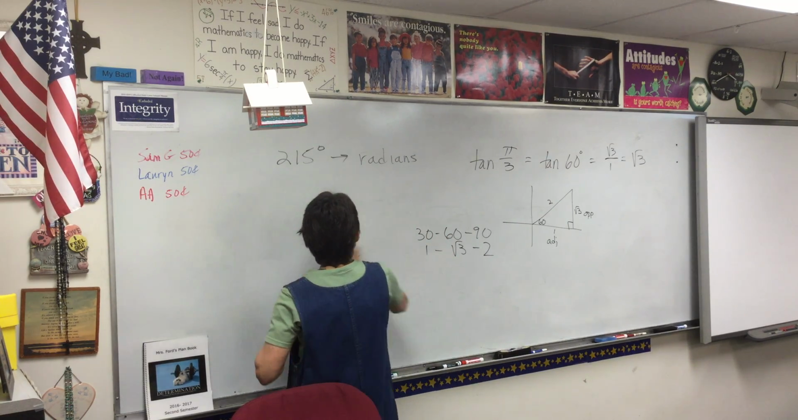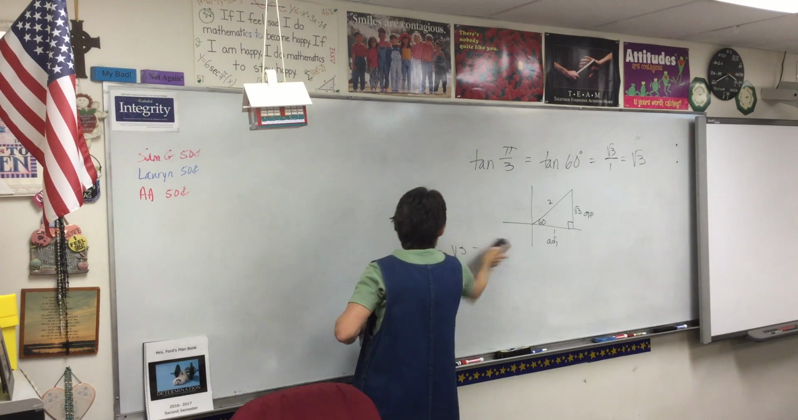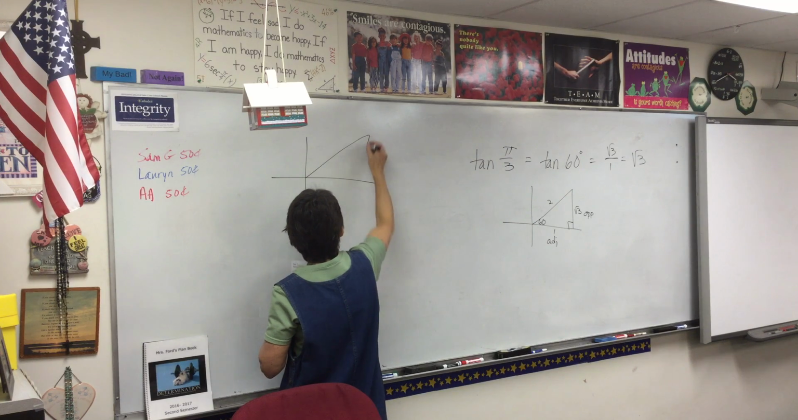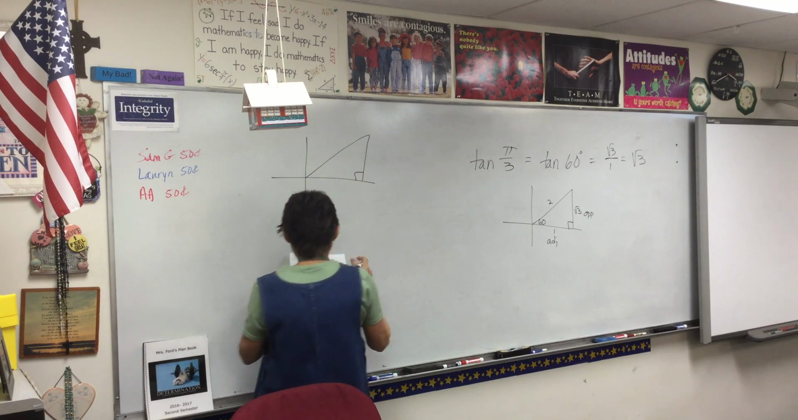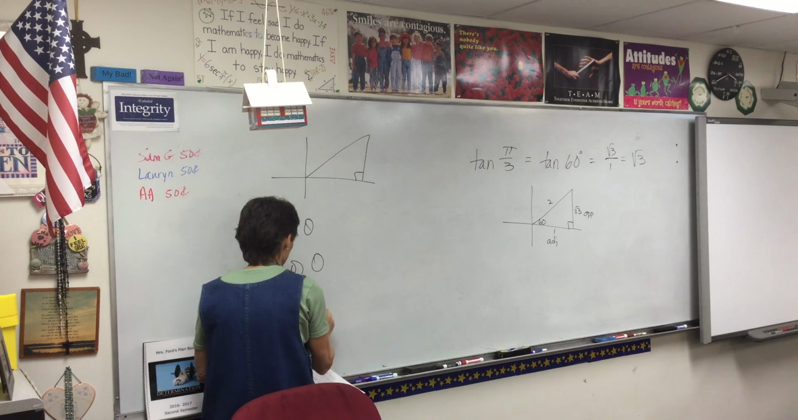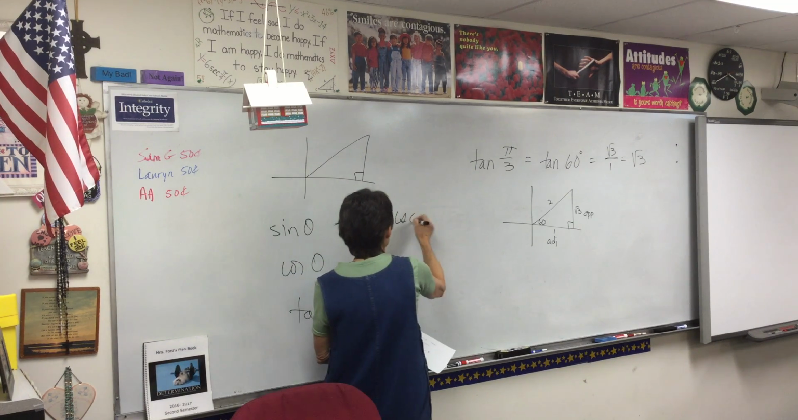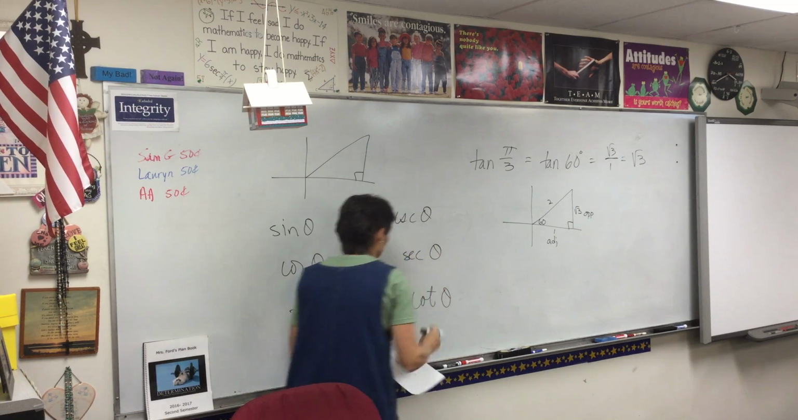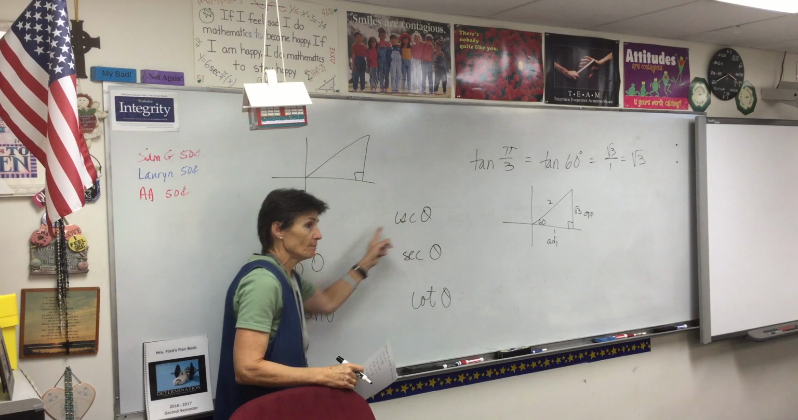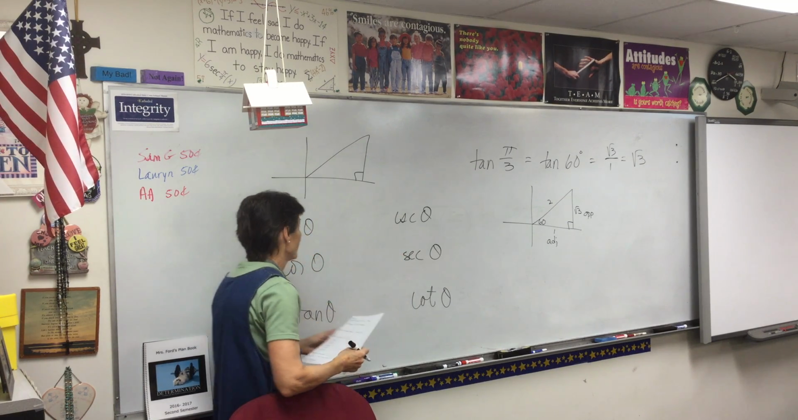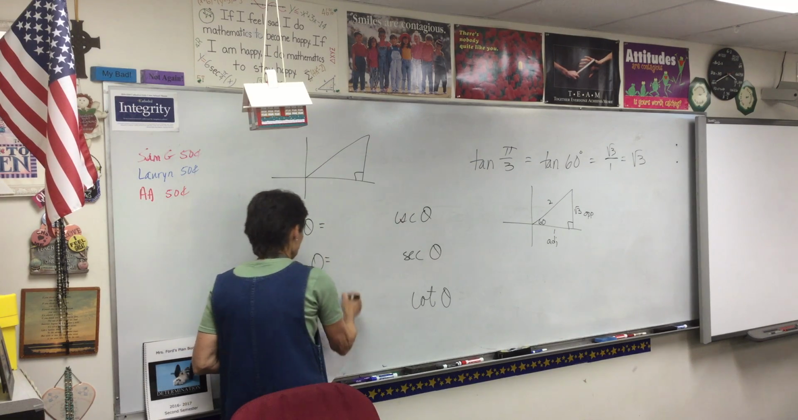I'm going to draw exactly the same picture. Anytime they don't give me the picture, I'm going to draw this one. And I'm supposed to find sine, cosine, tangent, cosecant, secant, cotangent. See how I've lined these up? Reciprocals.